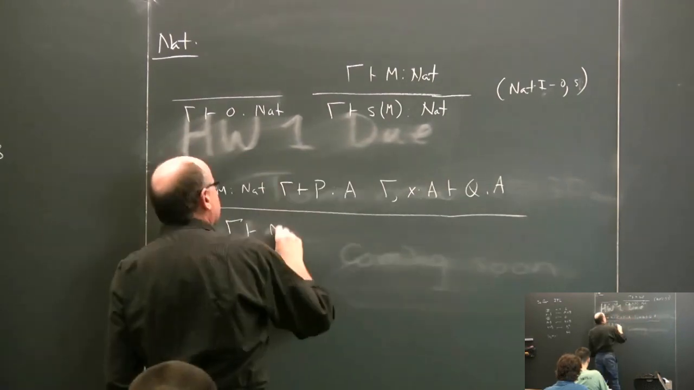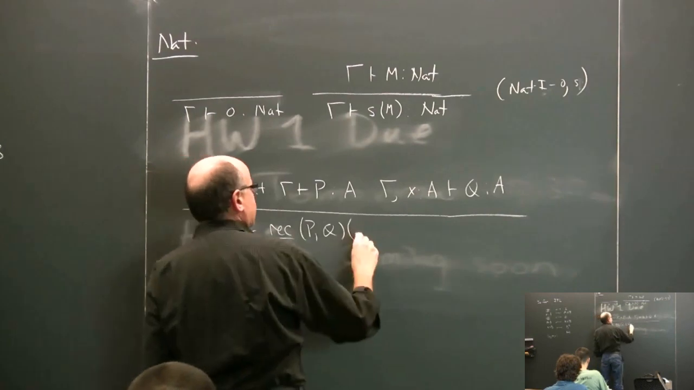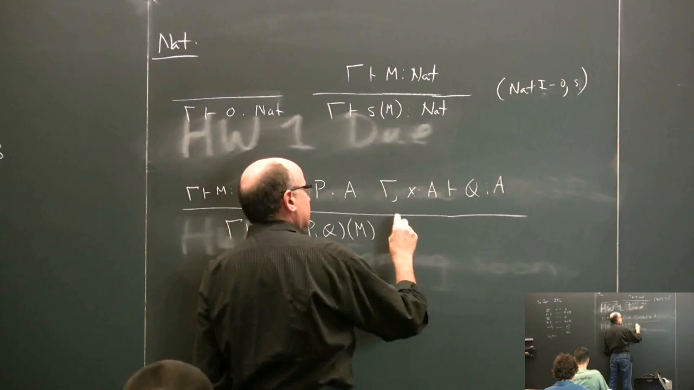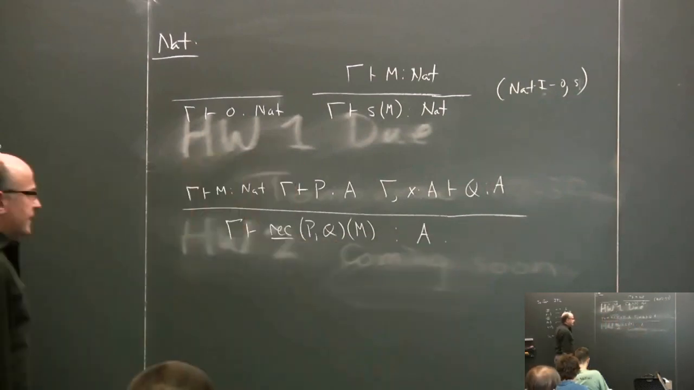Then I have something called the recursor, which ends up being kind of convenient to write in this funny, sort of curried notation. It's convenient to do that for reasons that will come up later, is A. Okay? So this is the idea.